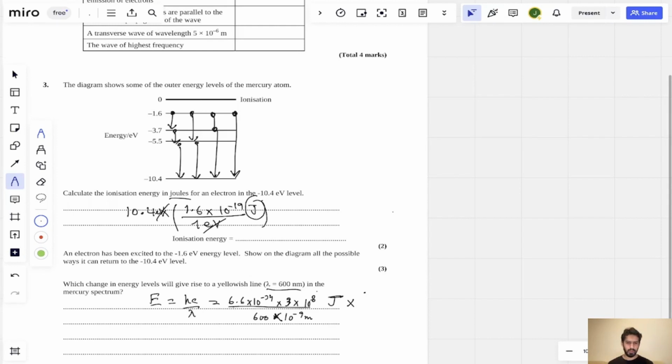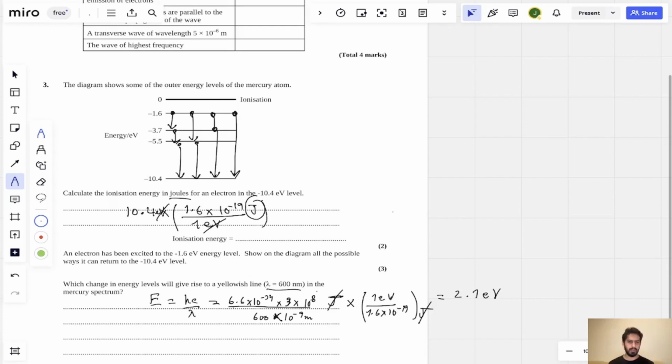So in order to go from joules to electron volts, we will use a conversion factor, which will be 1 electron volt divided by 1.6 times 10 to the negative 19 joules. The joules will cancel, and you will get your final answer in electron volts, and you will see that the answer is 2.1 electron volts. Now you just have to find the two energy levels for which the difference in energy is 2.1 electron volts.